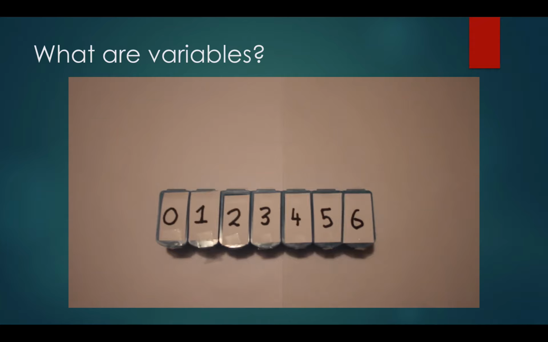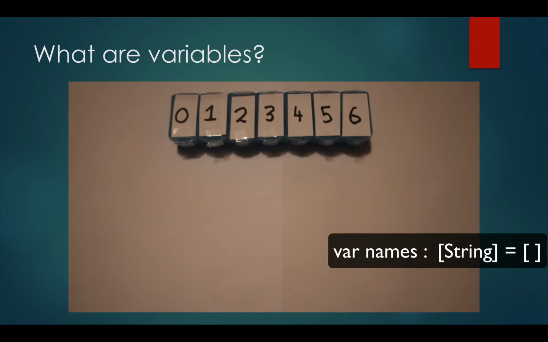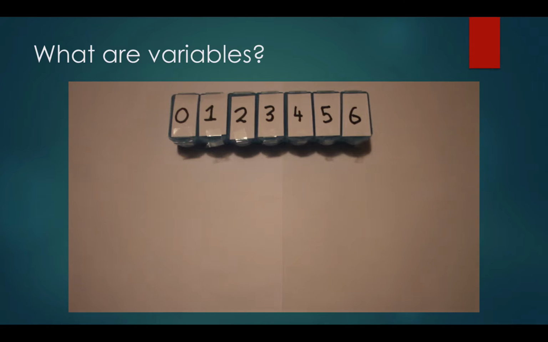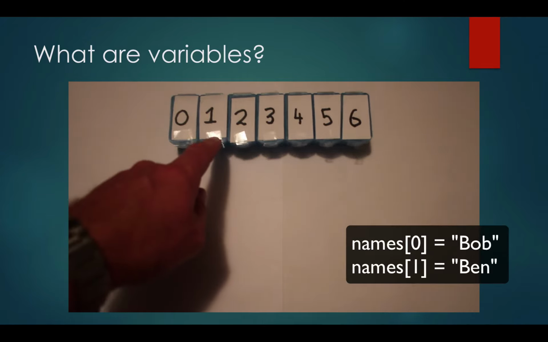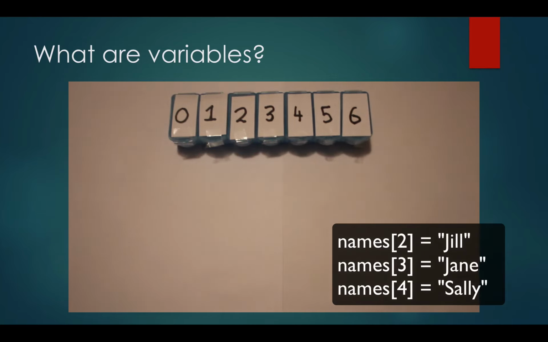Now you might be asking where you might use something like this. It might be that you want to store all the users that access a login to your particular app or website. So our array is a whole lot of containers all linked together. We might declare an array called names, and it's the names of all of our users. So the first element in our array, which is element 0, might be Bob, who's our first user. Then we've got Ben, then Jill, Jane, and then Sally.